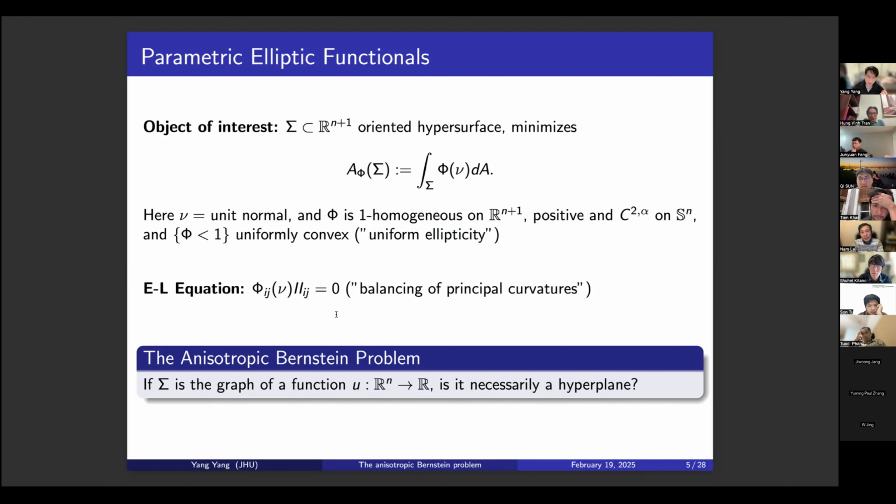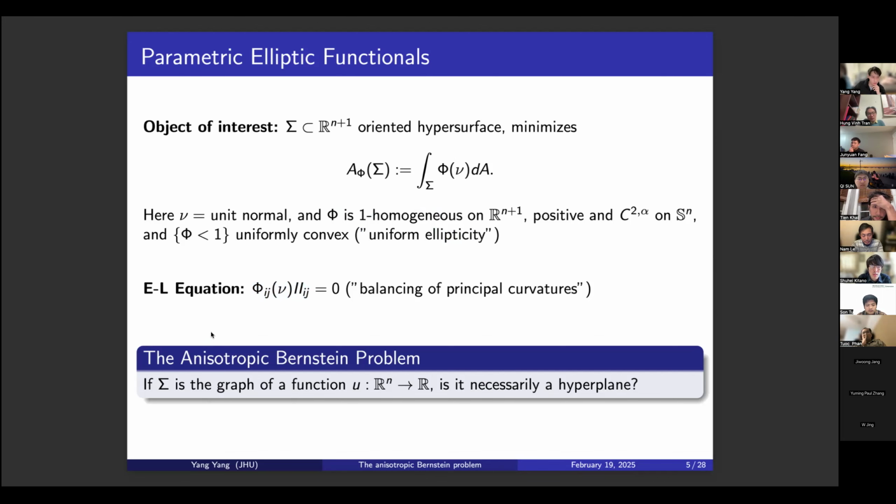And basically, this equation says that the principal curvatures are balanced. The sum of the weighted principal curvatures is equal to 0. So if phi was the area case, then phi of x is equal to mod x. Then the Hessian of phi becomes the identity matrix. So the sum of the principal curvatures is equal to 0. Mean curvature is 0. For the general phi, we assume that the eigenvalues of this Hessian of phi are between two positive constants. So it's sort of like a geometric version of the uniform ellipticity.